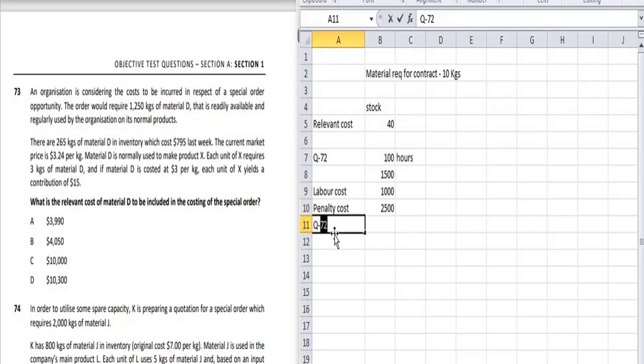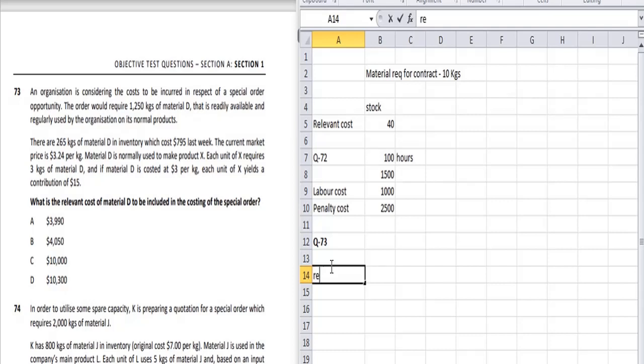So question number 73. What is the relevant cost of material D to be included in the costing of a special order? Let's read out the scenario. An organization is considering the cost to be incurred in respect of a special order opportunity, and the order will require 1250 kg of material D.